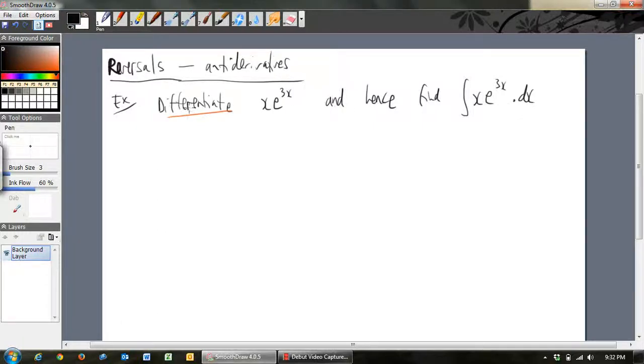You will never have to guess what it will look like in this course, but in future years it's a good skill to have. Don't worry about it for this year. So if we let y be equal to x e to the 3x, we've got the product rule. The derivative is the derivative of the first, which is 1, times the second, e to the 3x, plus x times the derivative of the second, which is e to the 3x times 3. So there we've got the derivative of y.